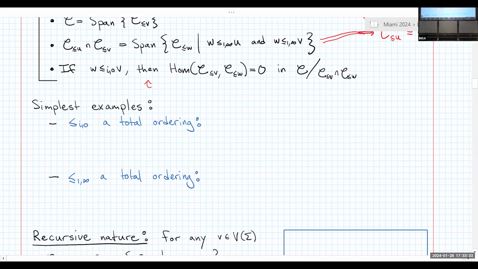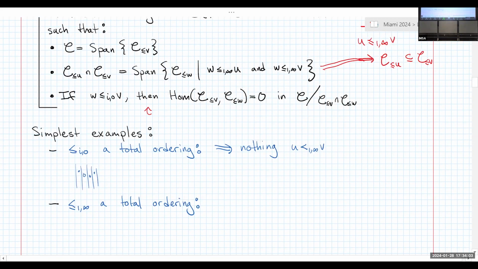So in the simple example where the (i, 0) ordering orders the points like this, if this is a total ordering, in other words, if your marked points never lie on the same vertical line, then you never have U less than (1, infinity) V. So this whole business gets much simpler. This becomes just a semi-orthogonality without taking a quotient. And so if less than or equal to (i, 0) is a total ordering, like I've drawn in this picture, then it's the same as a semi-orthogonal decomposition.